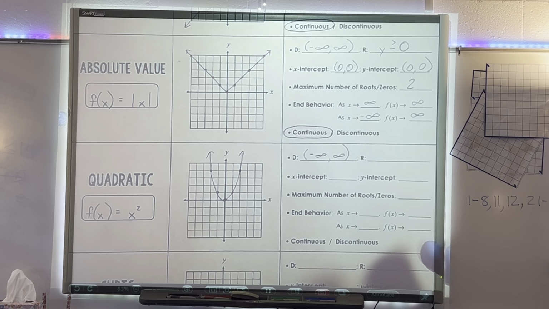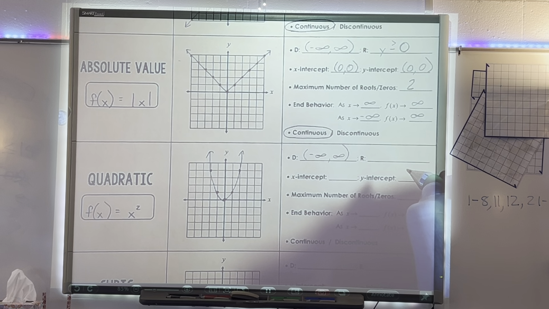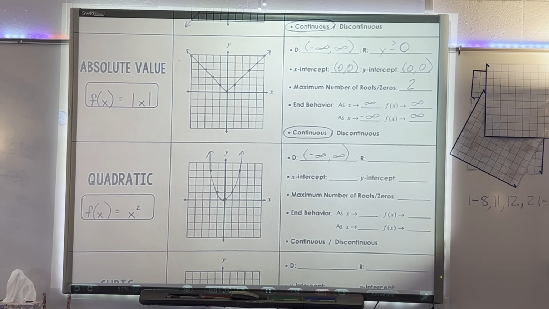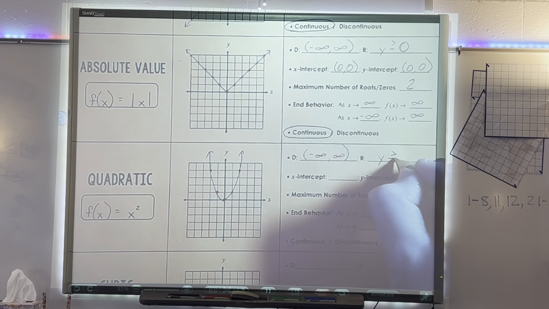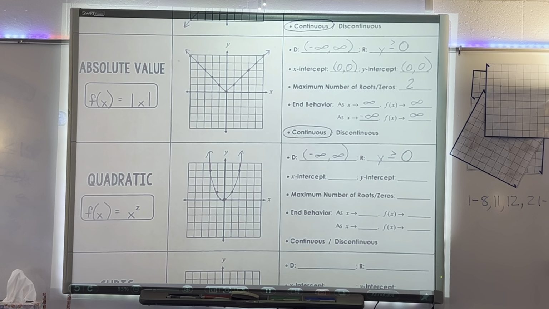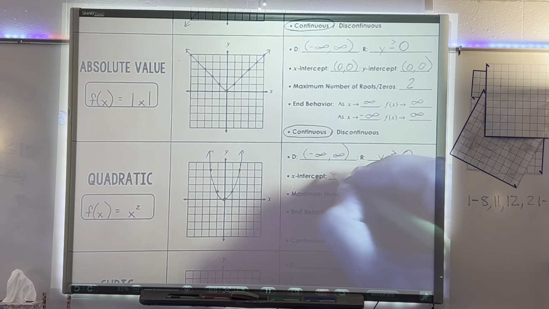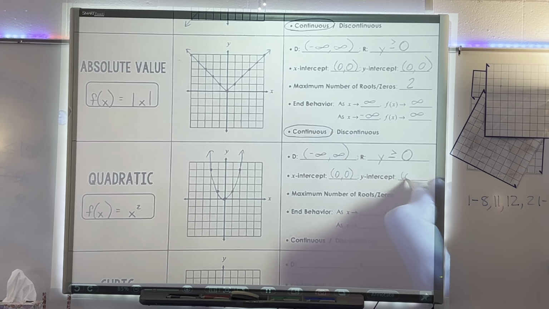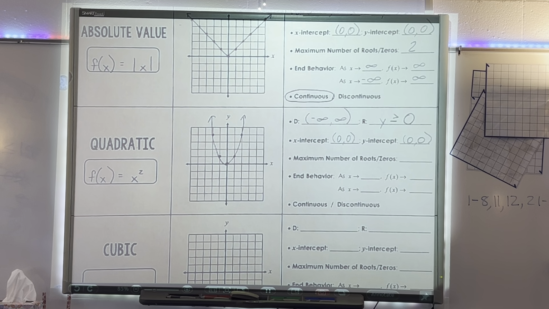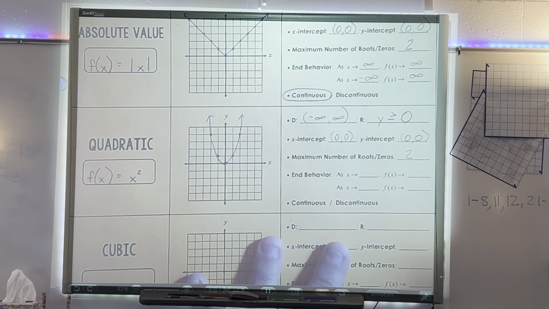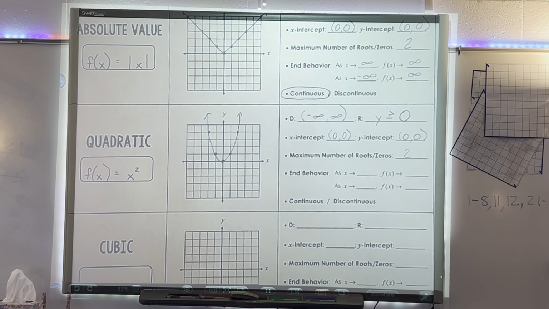What about my range here? Is everything included? Do I have arrows going up and down? No. Okay. So greater than or equal to zero, whatever my vertex is. In this case, it's at zero. So it's just like that absolute value. X-intercept and y-intercept are the same here. All right, what about this one? How many times do you think it can cross the axis line? Only twice. Twice, very good. Like I said, the absolute value acts a whole lot like your quadratic.